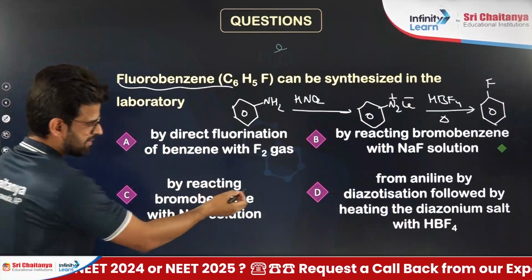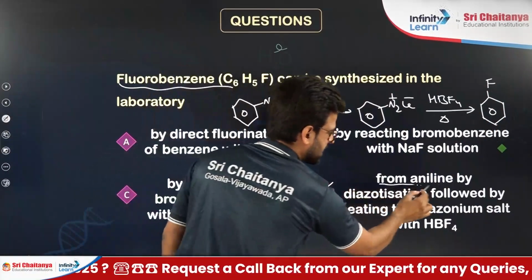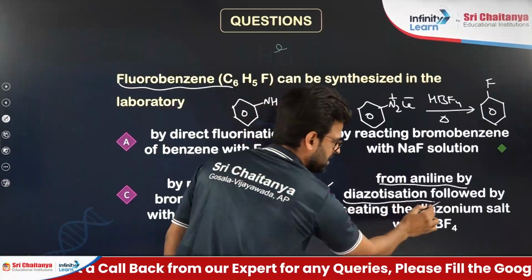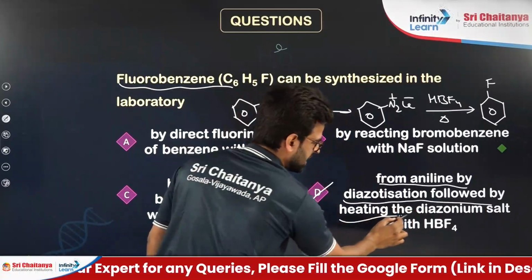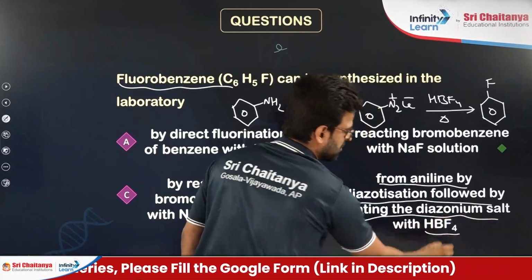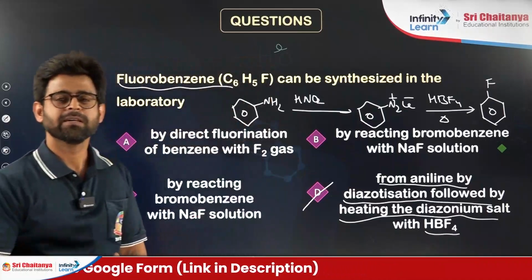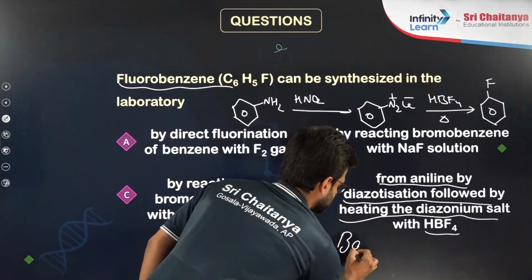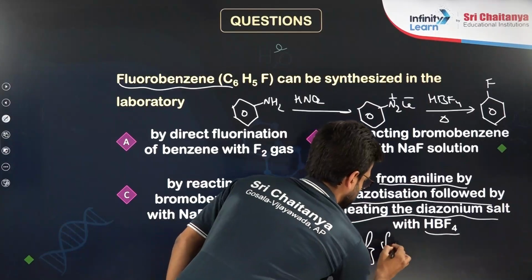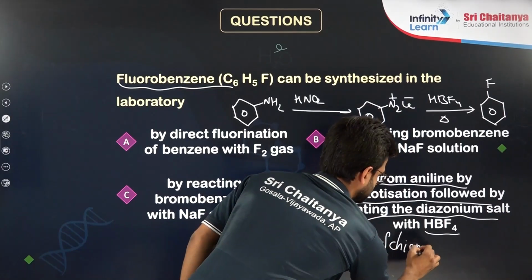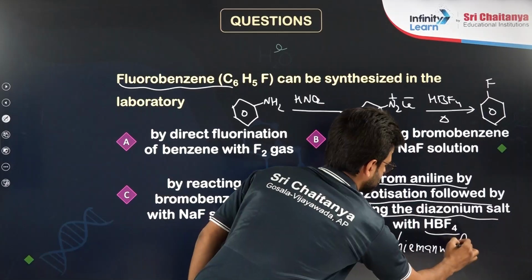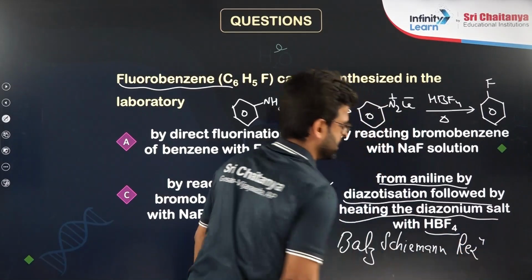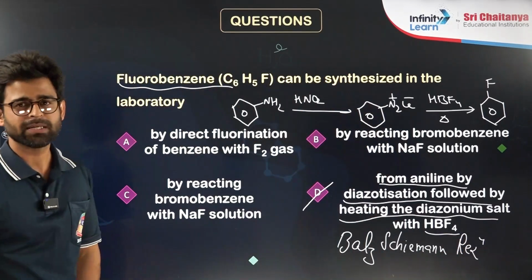So yes, you can see here we have option D: from aniline by diazotization, followed by heating the diazonium salt with HBF4. It will give us fluorobenzene. The name of this reaction is the Balz-Schiemann reaction. It is also a named reaction, right? Clear? That's why it is very important.